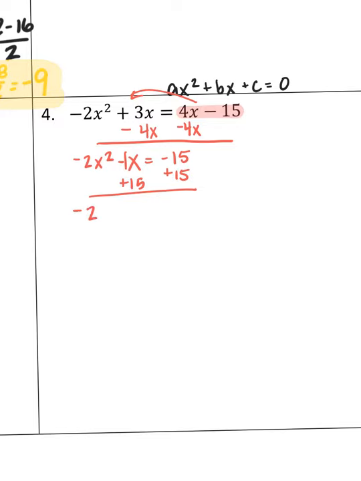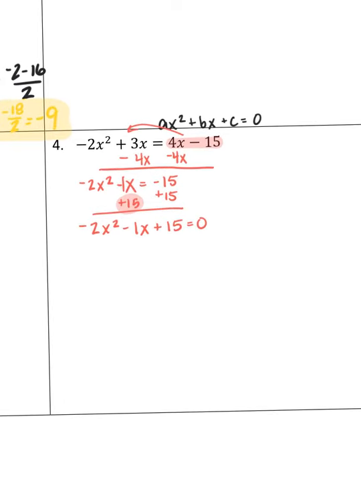And we get -2x squared minus 1x plus 15 equals 0. Remember, because we can't combine this 15 with our x squared or our x, so we just add it in. So now we're set up in the formula that we need to be set up in.